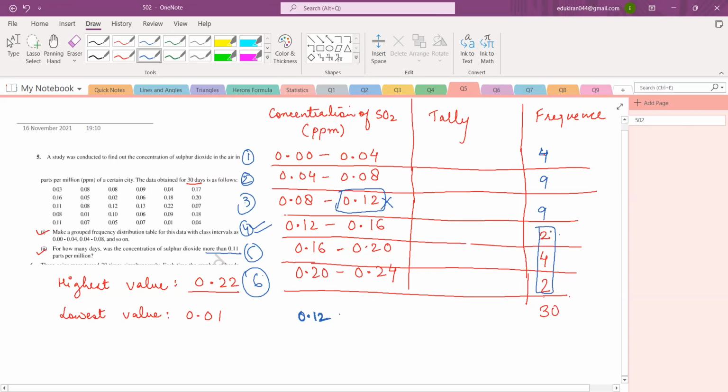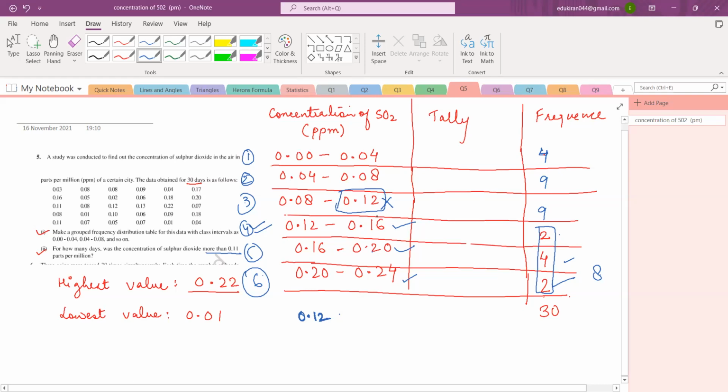So for 2 days, this is the concentration of SO2. For 4 days, this was the concentration, between this interval. 2 days, it was between this interval. So the total is 2 plus 4 plus 2, 8. Fine. So for 8 days, the concentration of SO2 was more than 0.12.